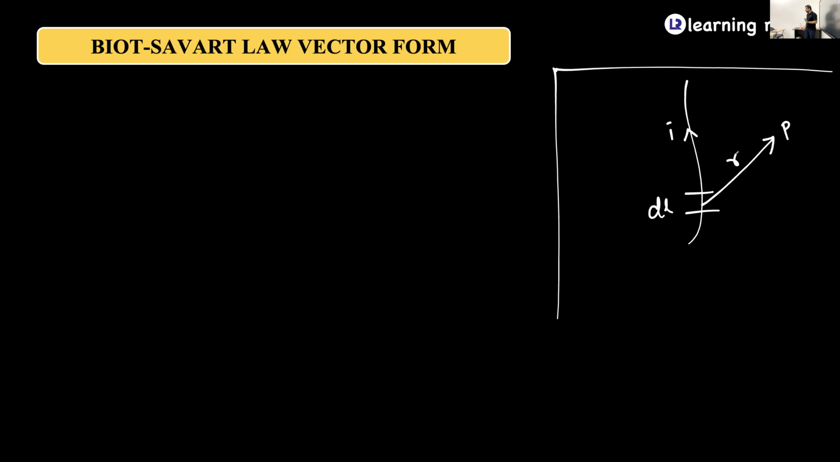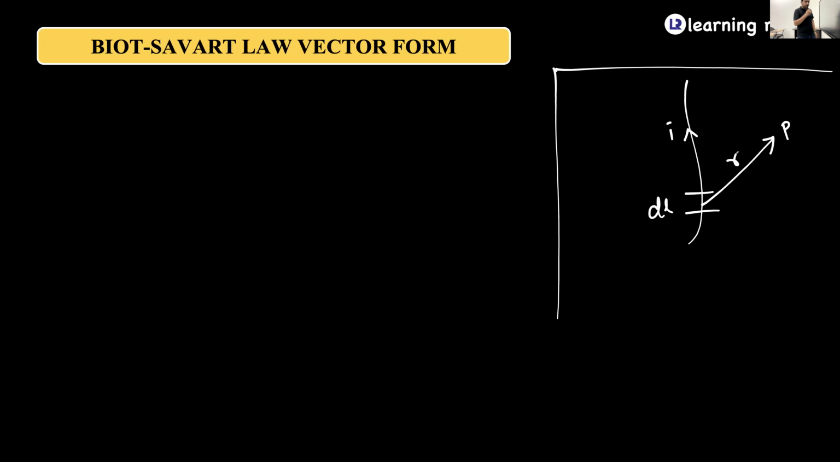Now, I want you to focus here. Whenever you are taking this r as a vector, you need to always consider the current carrying element as the initial point. Because whenever you are representing a vector, you need to have a starting and an ending point. Here, you will consider the current carrying element to be the starting point, and the point where you are trying to calculate the field to be the ending point. First point to be noted.